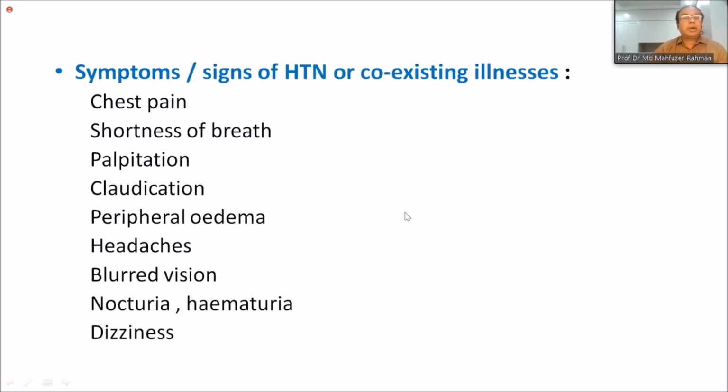Still, there might be some symptoms in a patient having hypertension. Some patients may complain of chest pain, shortness of breath, palpitation, claudication, peripheral edema, headache, blurring of vision, nocturia, hematuria, and dizziness. These are symptoms due to target organ damage or might be due to the underlying etiology.